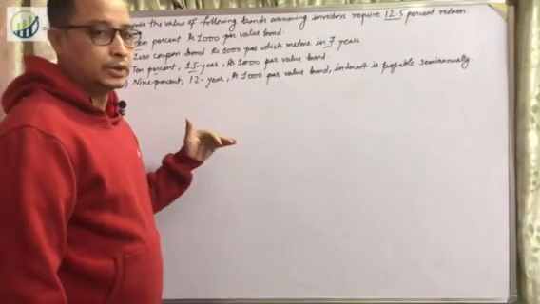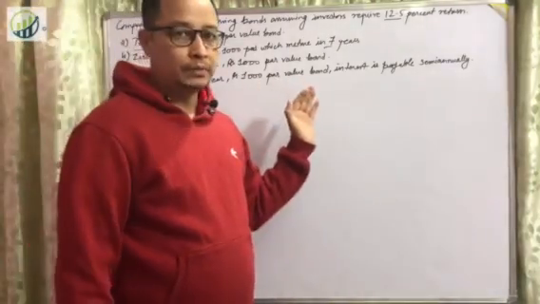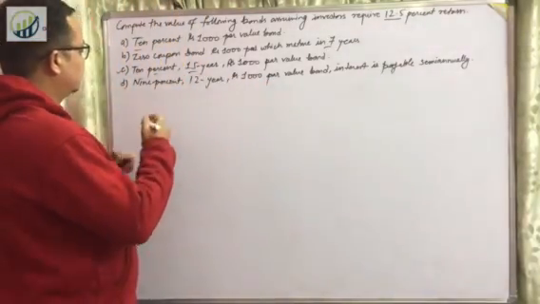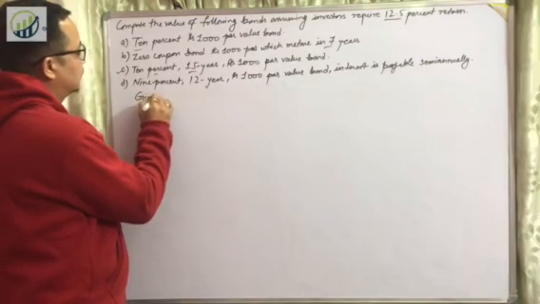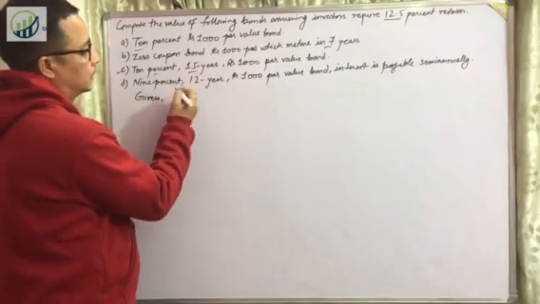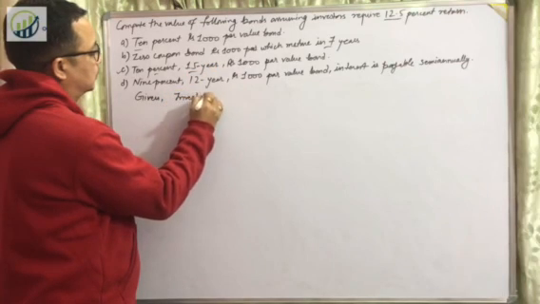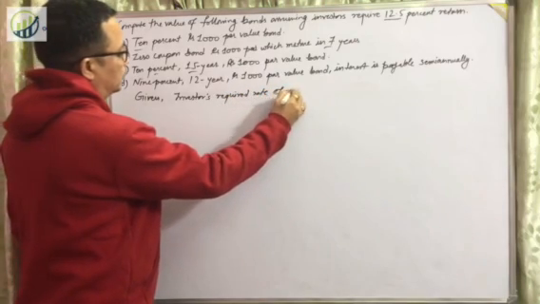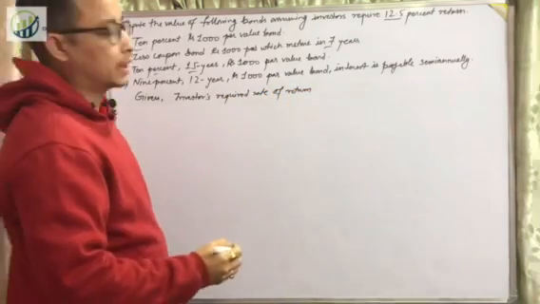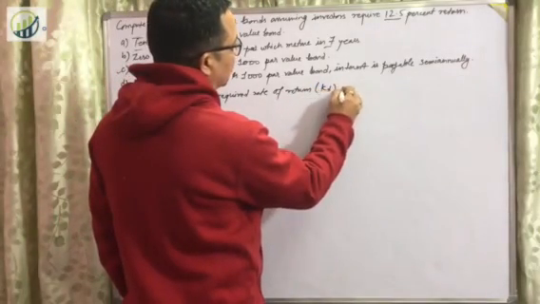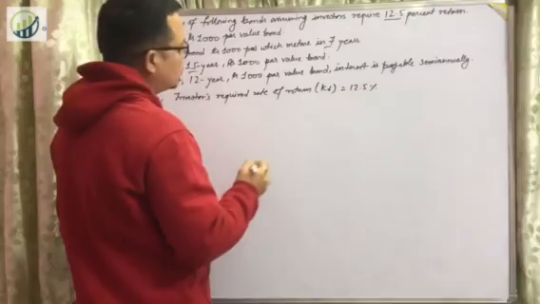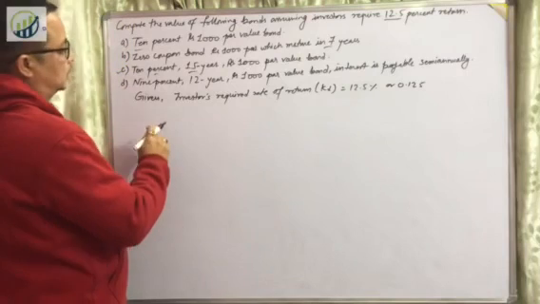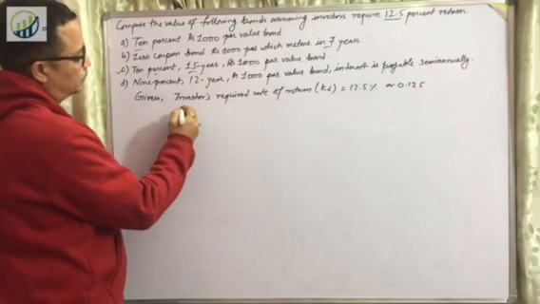each case. So the theoretical concept of this bond you are already familiar with in your class. So now let's solve this problem by the given information. So here, given: investors required rate of return. Investors required rate of return, that is your KD, that is your 12.5%, or you can also write here 0.125.